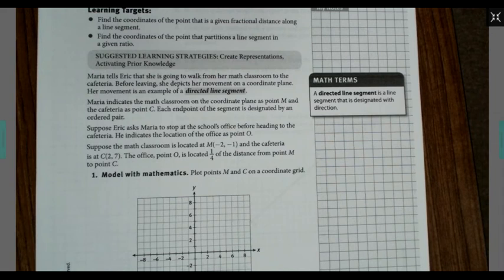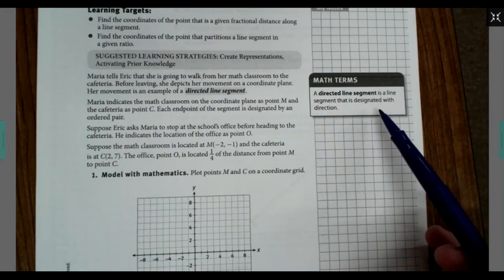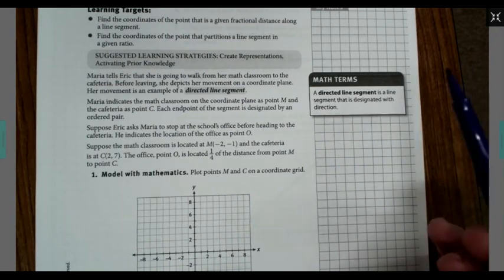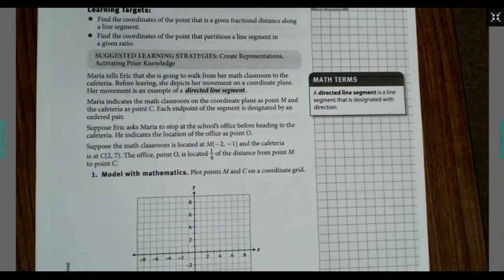Maria tells Eric that she's going to walk from her math classroom to the cafeteria. Before leaving, she depicts her movement on a coordinate plane. Her movement is an example of a directed line segment. Math terms. A directed line segment is a line segment that is designated with direction. Maria indicates the math classroom on the coordinate plane as point M and the cafeteria as point C. Each endpoint of the segment is designated by an ordered pair.